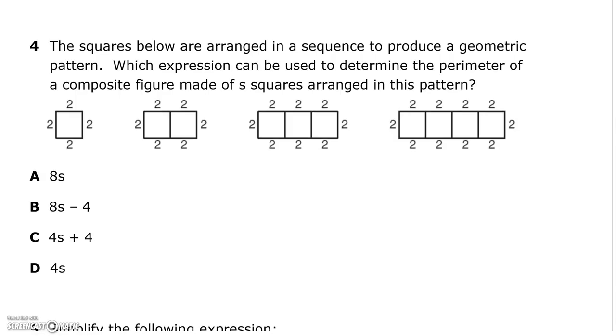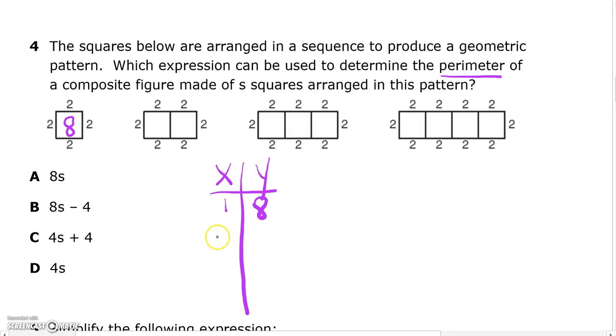Okay, number 4, the squares below are arranged in a sequence to produce a geometric pattern. Which expression can be used to determine the perimeter of a composite figure made of s squares arranged in this pattern? So you have to make a table first. So in the first picture, our perimeter, you add up all the sides and you get 8. So our first one is 8.